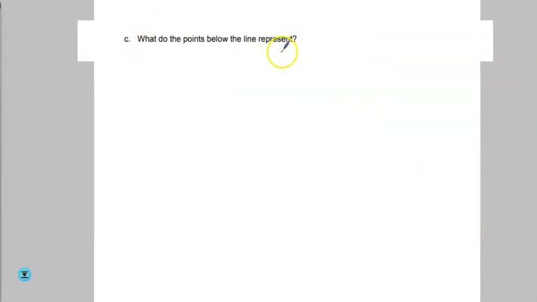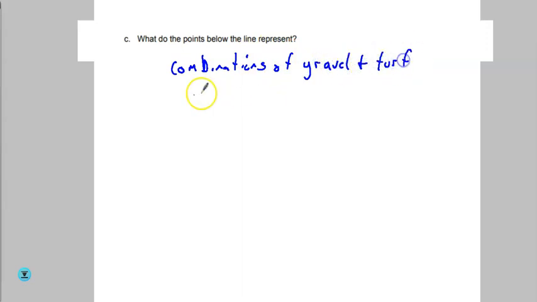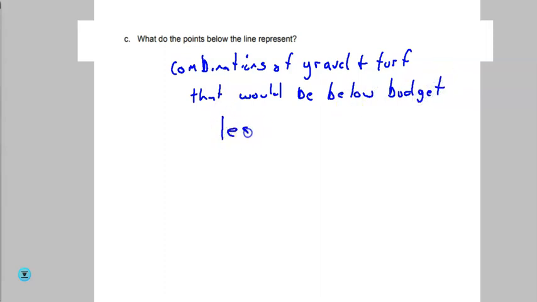So what do the points under the line represent? That is combinations of gravel and turf that would be below budget, or less than $3,000.